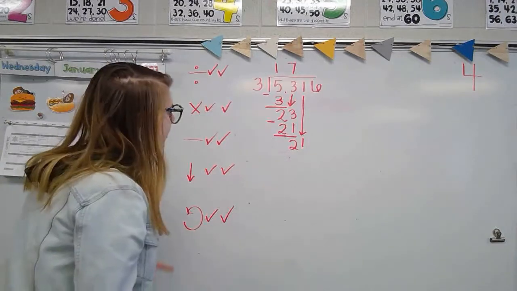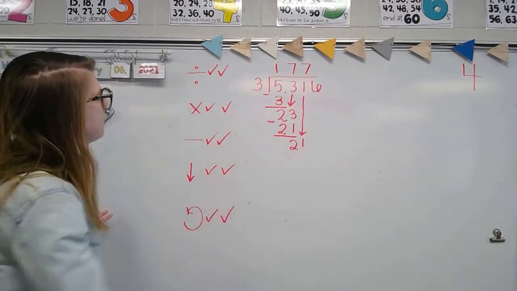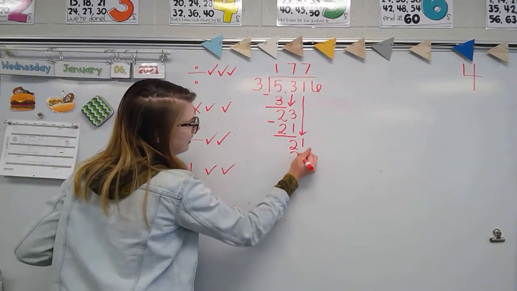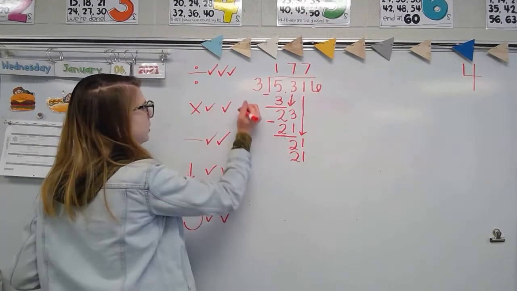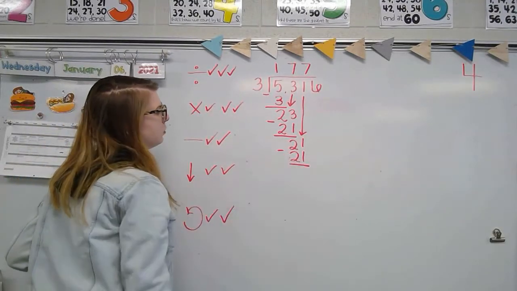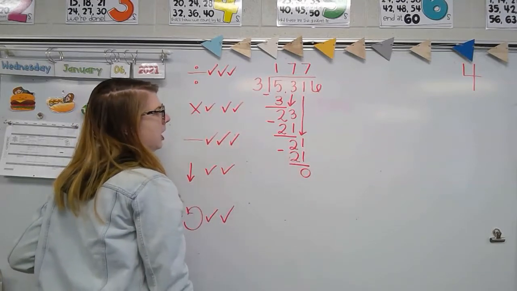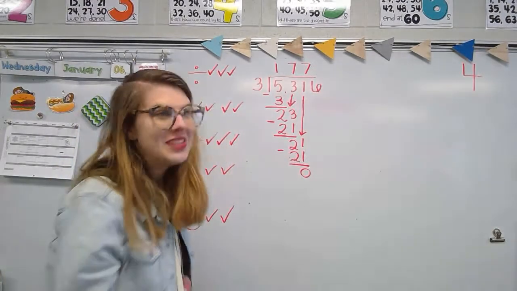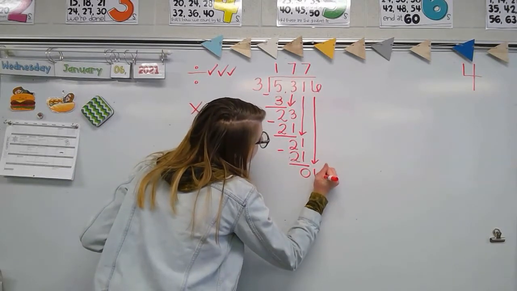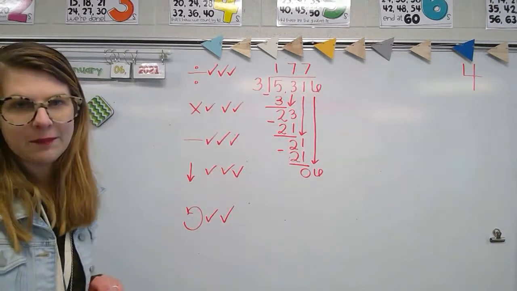7 groups of 3 give me 21. Look at that. I'm so glad I remembered that. 7 times 3, like we just said, equals 21. Subtracting 21 minus 21, we get a big old nothing. But we're still going. We still have to bring on down the 6 and bring it back to step number 1 again.